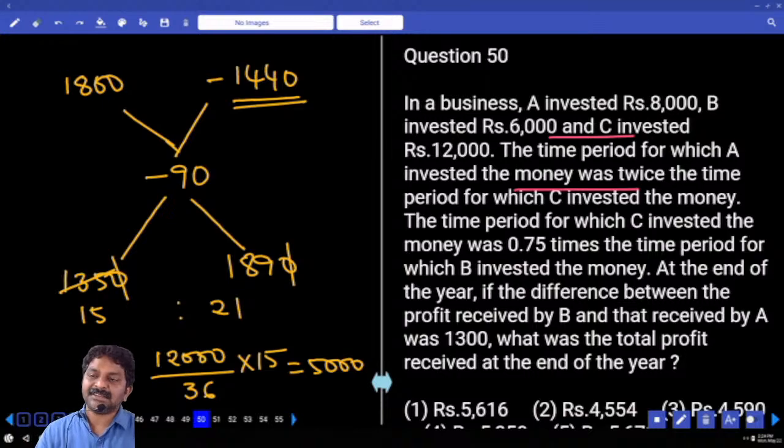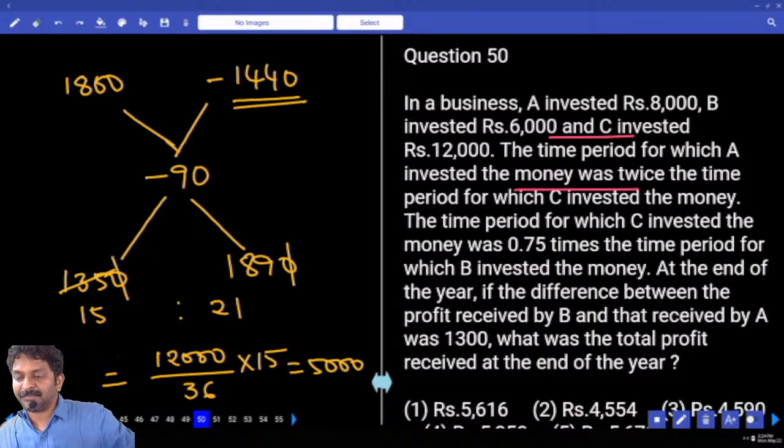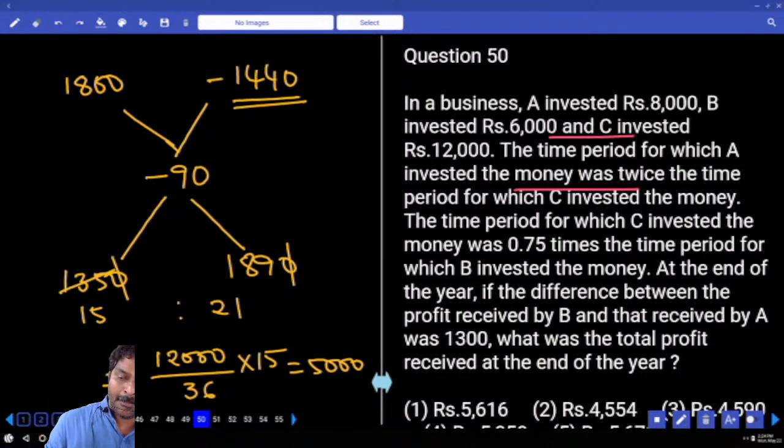In a business, A invested 8,000, B 6,000, C 12,000. The time period for which A invested the money was twice the time period for which C invested the money. The time period for which C invested the money was 0.75 times the time period for which B invested the money. At the end of the year, if the difference between profit received by B and that received by A was 1,300, what was total profit received?